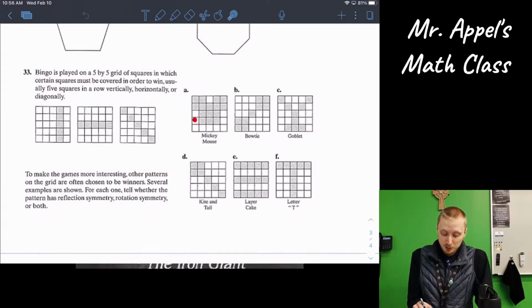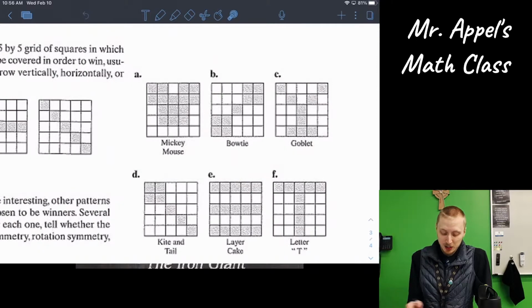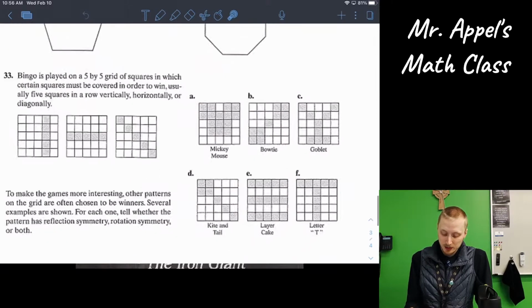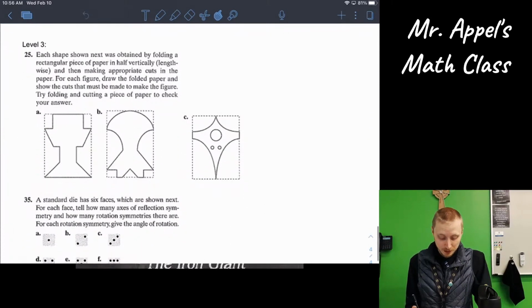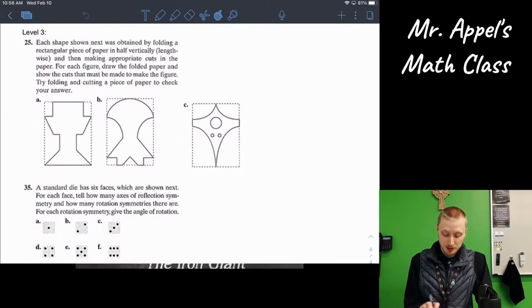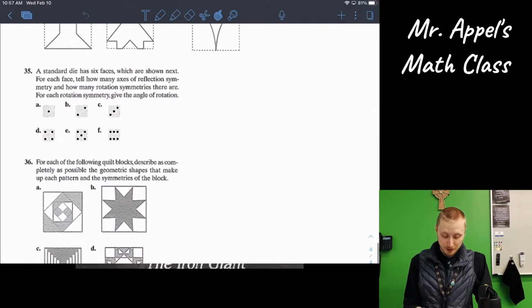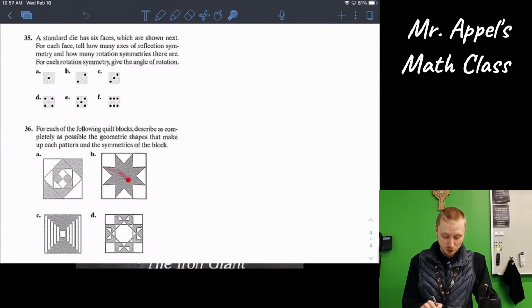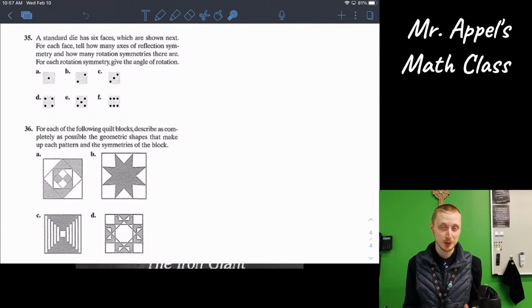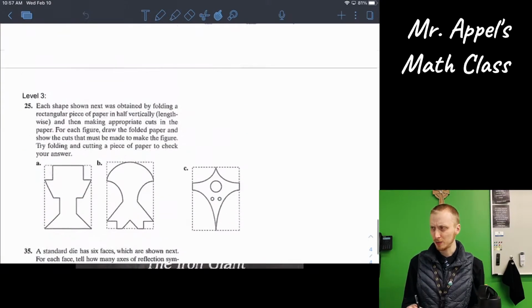Again, explore this and just analyze these pictures and find where the lines and rotations of symmetry are. Okay. And level 3, same thing, another folding paper, another find lines of symmetry, in this case in dice faces and quilt squares, just like the original example from the text. Okay, so nothing more advanced, it's just extra practice there.